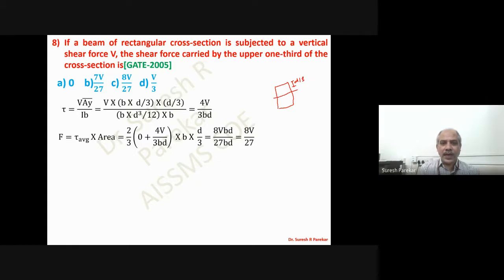So we have V A Y bar. So we have this B into D by 3. Then for the center of this, we actually have to consider D by 2 minus D by 3, or I can say this will be D by 6 from top. So D by 2 minus D by 6.